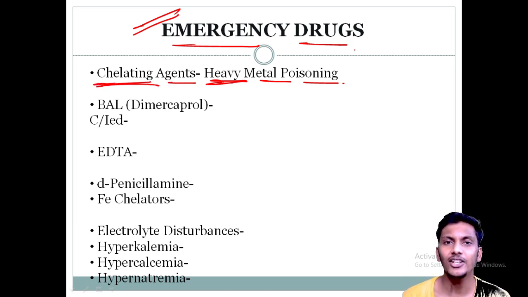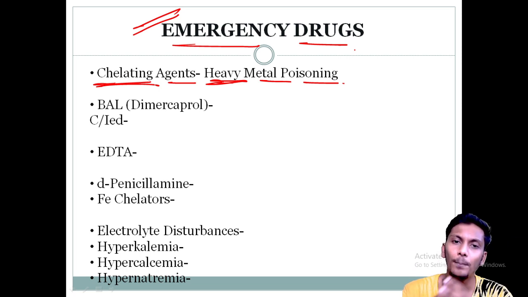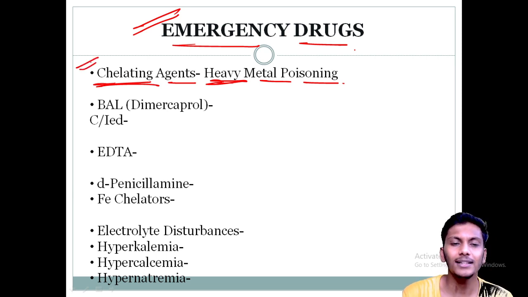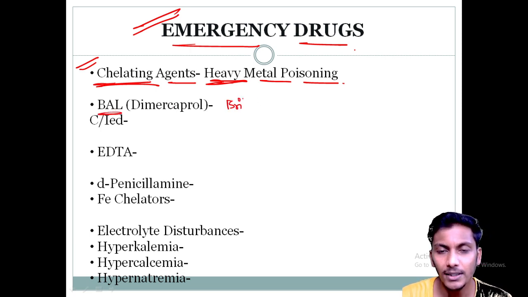What are the chelating agents? Chelating agents actually form a complex with these metals, and then they excrete it out of the body, or they make it less harmful, right? So these are your chelating agents. Okay, so what are the chelating agents? Different chelating agents are used in different kinds of metal poisoning. Let's see. Okay, first is your BAL. What is BAL? BAL is British anti-Lewisite. So please remember, what is BAL? BAL is British anti-Lewisite. Okay, it is also known as what?